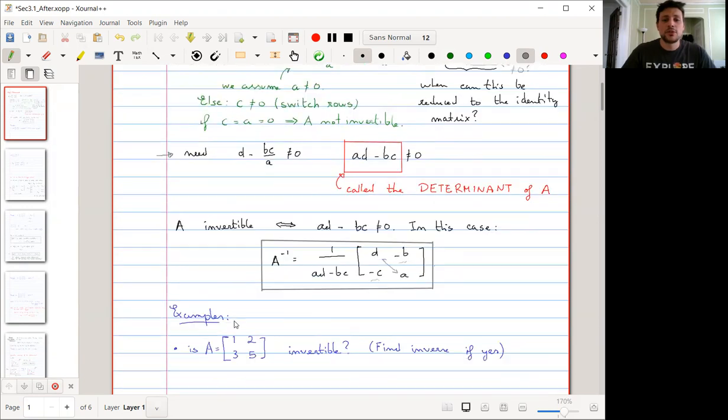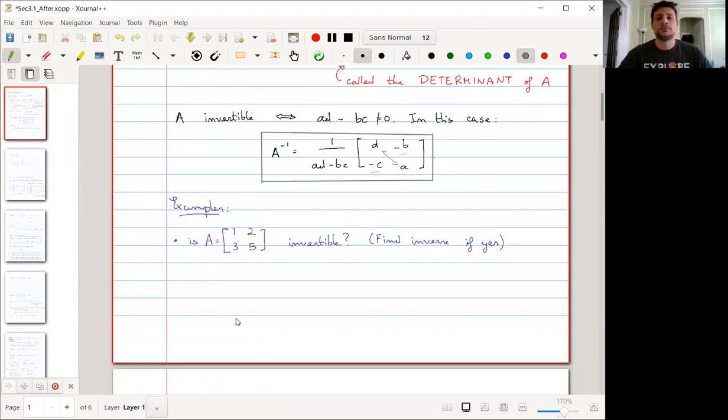Let's apply this formula and this theory in a few examples. We have a matrix A given as such. First of all, let's try to determine whether it is invertible. The determinant of A is AD minus BC, which are the elements on the main diagonal minus the elements of the off diagonal. AD minus BC in this case is 1 by 5 minus 3 by 2. That's minus 1, which is different from 0. In other words, A is invertible.